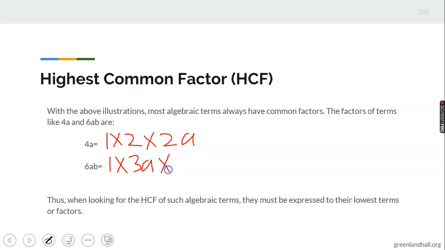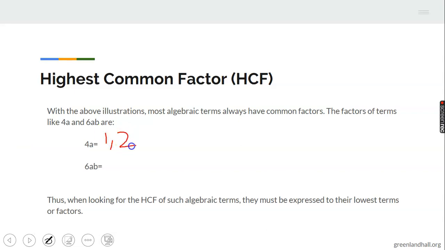Okay, now for 6ab, 1 multiplied by 3a multiplied by 2b. Then we can have 2a here. Okay, let me do it in a clear way, of which we are going to understand better. Now let's list out the factors of 4a.